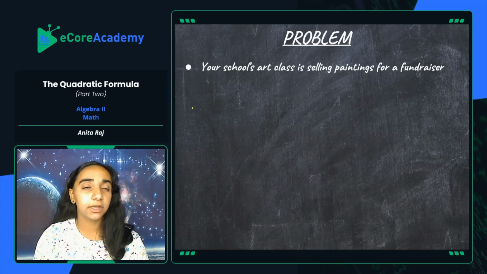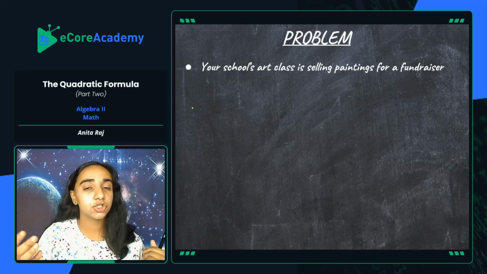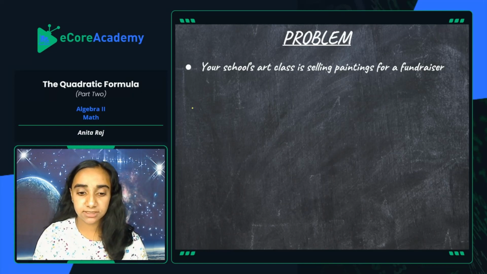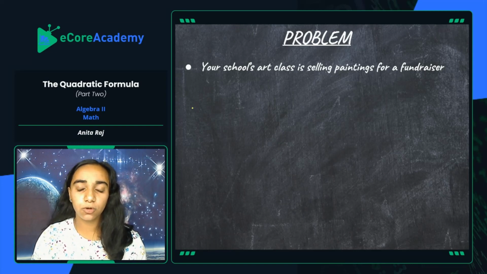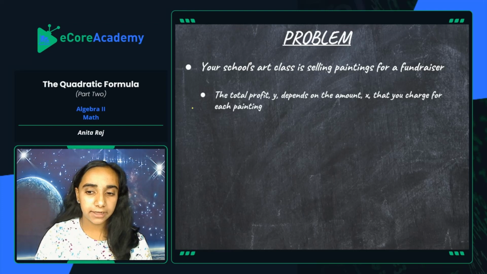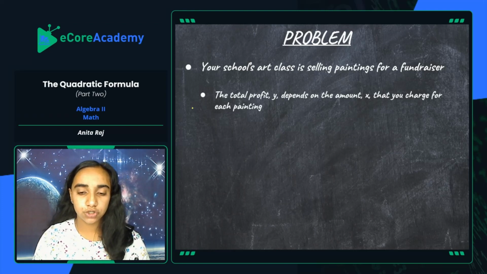So these people who are giving you the money might be part of your community. And in exchange for their money and their support, you are selling them paintings. Because you're an art class, you all work on paintings. You are picking some of these paintings and you are selling them to whoever is willing to pay for them. So that is the whole theme of this word problem. The total profit Y depends on the amount X that you charge for each painting.